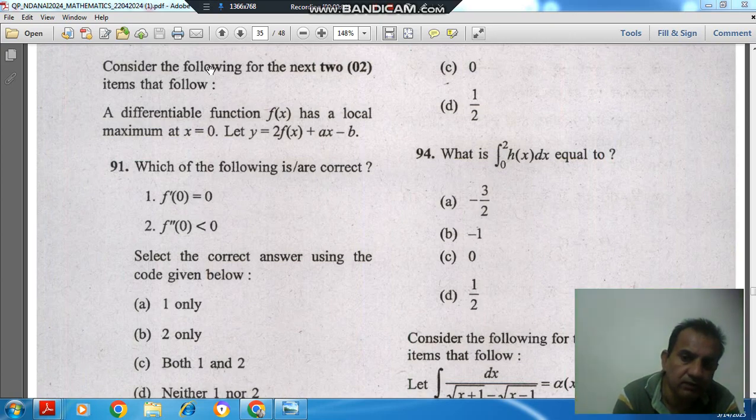Hello, welcome in. We are solving the mathematics paper of year 2024 of the NDA 1 exam.